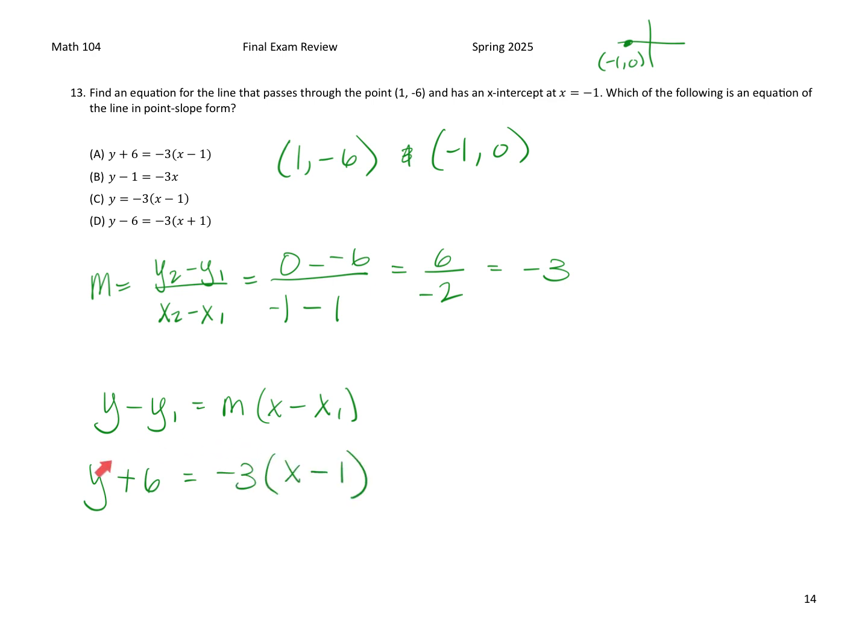And let's see if this answer shows up in the list. So I do have option A: y plus 6 equals -3 times x minus 1. So we think it's A. If we had not seen this answer in the list, I could have moved on to finding point-slope form with the other point, right? I could have done y minus 0 equals m, which is -3, times x minus -1.